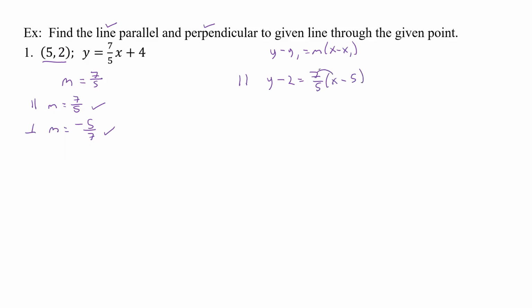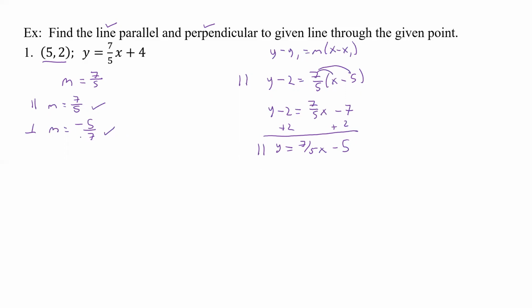Okay, so we have to distribute. y minus 2 equals 7/5 x minus, now the 5's cancel and we have a 7. Now we'll add 2 to both sides. We get y equals 7/5 x minus 5. And so that's for the parallel lines.